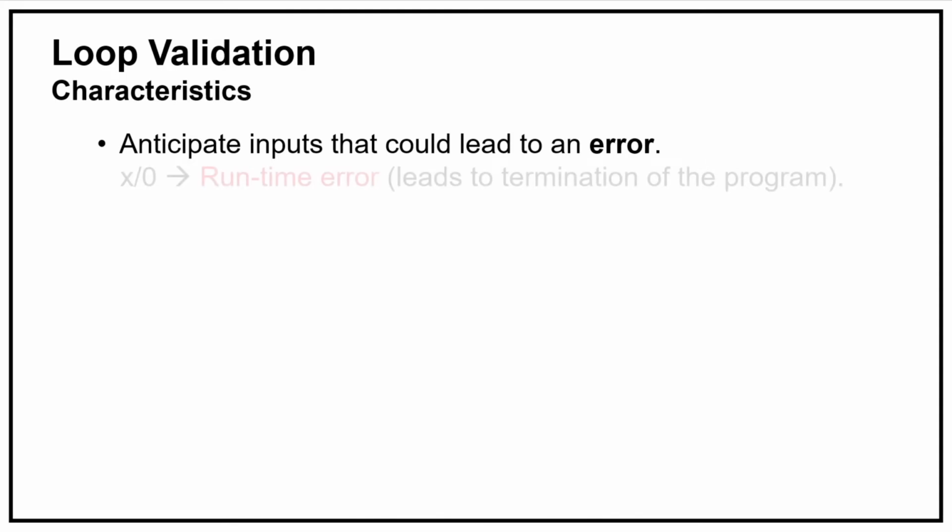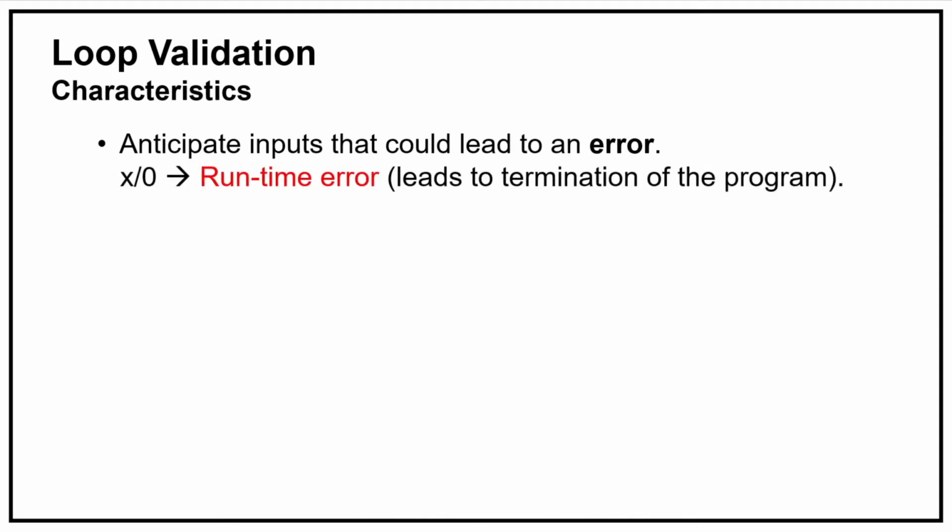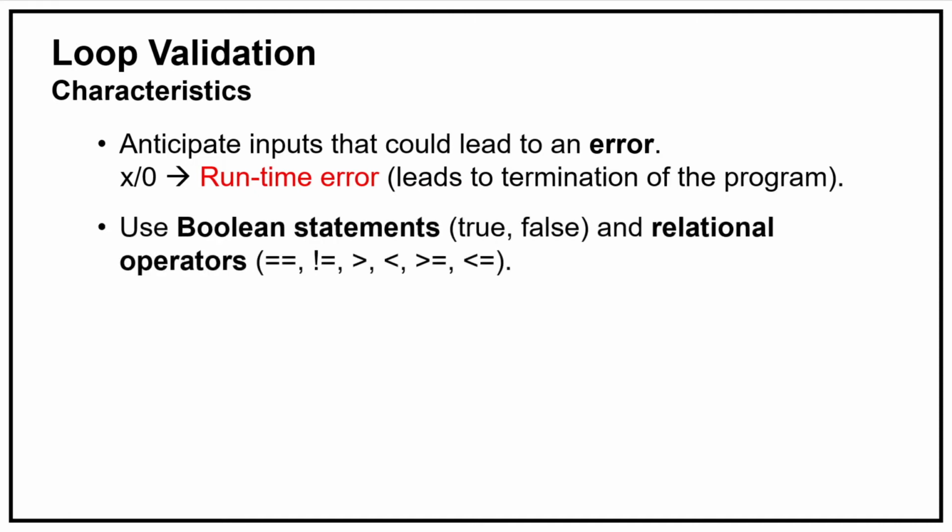For example, dividing by zero is something that is considered a mathematical error and a common mistake when it comes to doing arithmetic programs in any language. That is the example of a runtime error, which leads to the termination of a program. Next, we need to use Boolean statements and relational operators to test if the input is useful or valid. To do that, there are two paths.